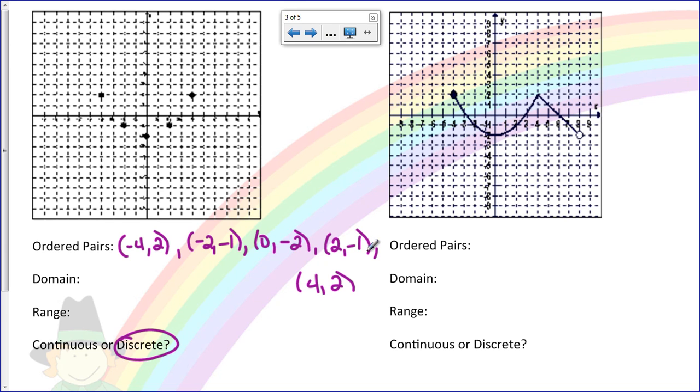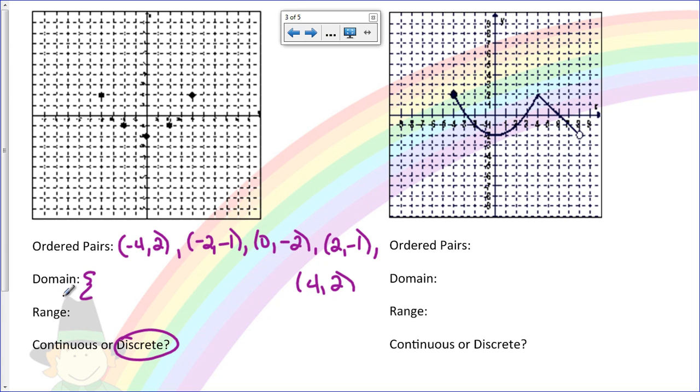Now, when it's a discrete graph, the domain is really simple. This is the reason why we write the ordered pairs. Domain is all of the x values, and so the domain for this is going to be very simple. I'm just going to list all of the x values, and the only things I will not write are things that repeat themselves, so that's very important. So if I look at my ordered pairs, all I'm going to do is write down the x values. So I have negative 4, negative 2, 0, 2, and 4.